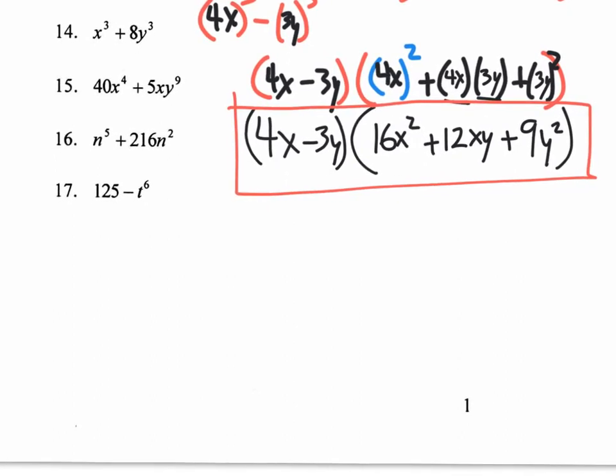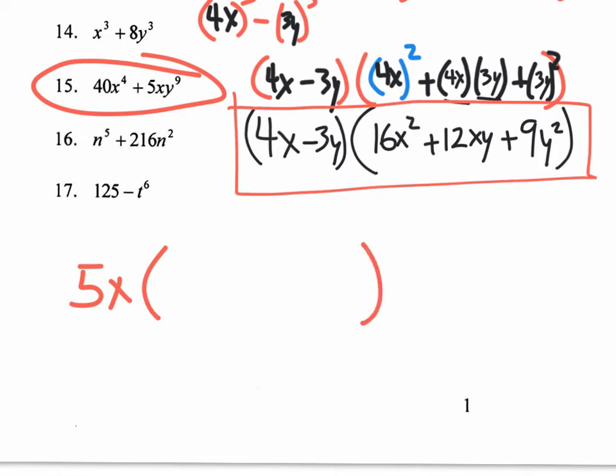That one looks pretty crazy. Well, what should you always start out with? You should always start out by trying to pull out the GCF, whatever's in common, pull it out, see if it makes it a little easier. So on number 15, I could pull out a 5, and I could also pull out an x.